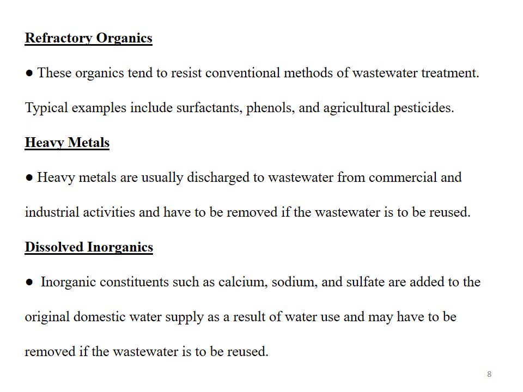Heavy metals are also another important factor which cause water pollution, and these may be present in the water from different industries. So heavy metals are usually discharged to wastewater from commercial and industrial activities and have to be removed if the wastewater is to be reused. Dissolved inorganics. Inorganic constituents such as calcium, sodium, and sulfate are added to the original domestic water supply as a result of water use and may have to be removed if the wastewater is to be reused.